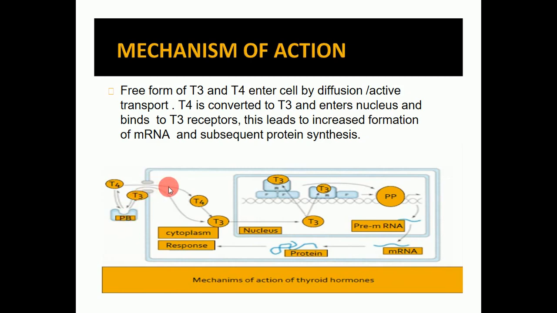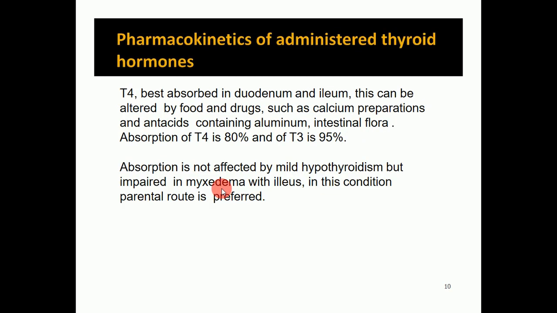So T3 and T4 can enter the cell by diffusion or active transport. T4 is converted into T3 and then enters into the nucleus, and after entry into the nucleus it binds with the T3 receptor. And this will lead to what? An increase in the formation of messenger RNA, and subsequent protein synthesis can take place.